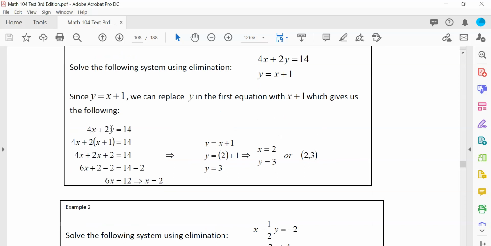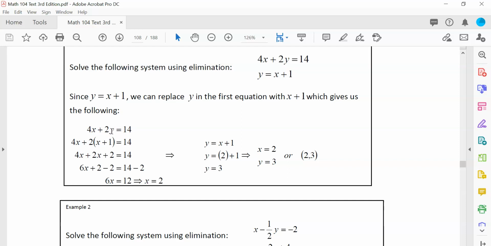Instead of doing 4x plus 2y equals 14, we replace the y with the x plus 1. So we get 4x plus 2 times the quantity x plus 1 equals 14. This is an equation in one variable, so we can solve it using the general solving equations method, and you come up with x equals 2. You plug in that 2 for the x value in one of the equations. It's generally easier to plug it in for the slope-intercept form equation, and then solve for y.